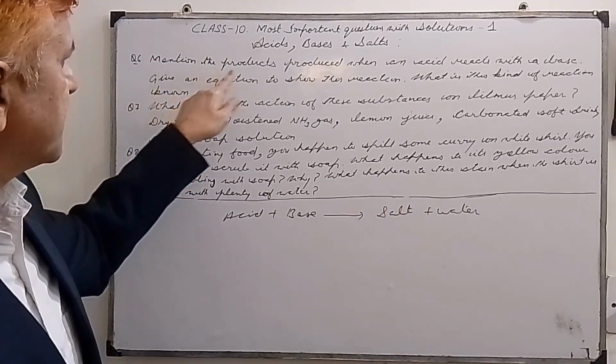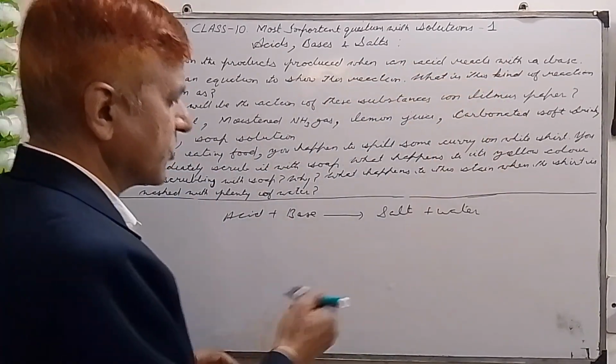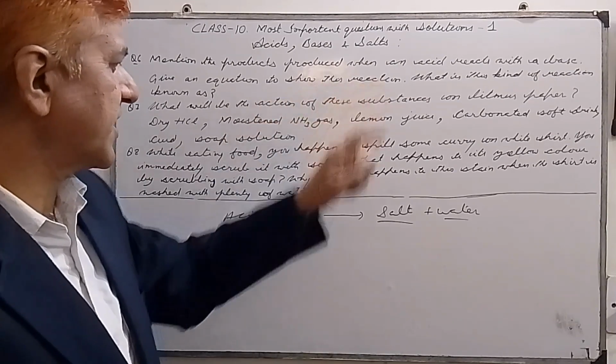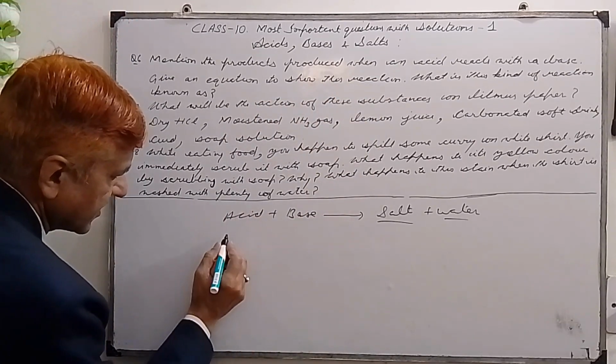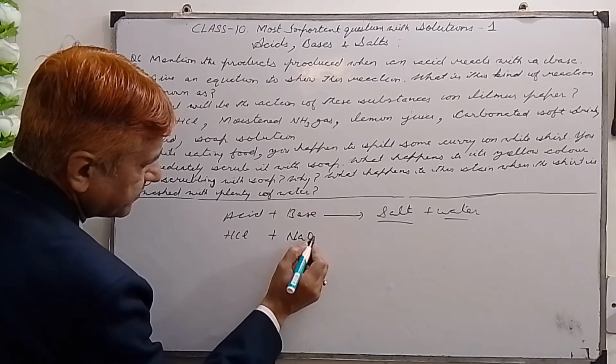So, mention the products produced when an acid reacts with the base. Products produced are salt and water. Give an equation to show this reaction. For example, acid we can say HCl and base sodium hydroxide.